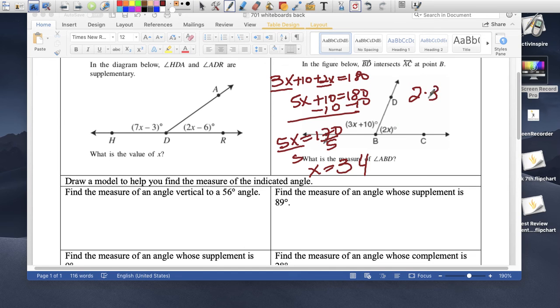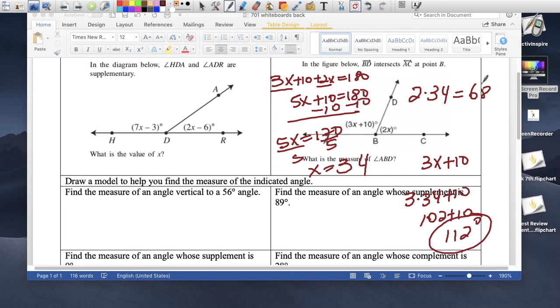So if we come back here, this one's easy. It's 2 times 34, which is equal to 68. On the other side is 3x plus 10, right? So we're going to do 3 times 34, which is 102, plus 10, which gives you 112. So one angle is 112 and the other one is 68 degrees.